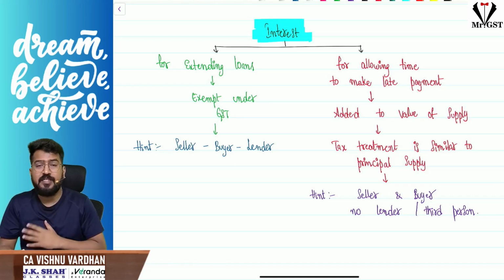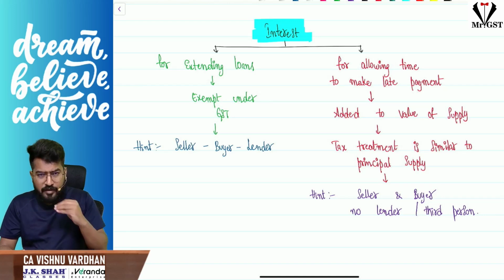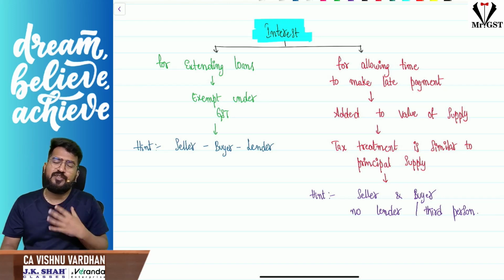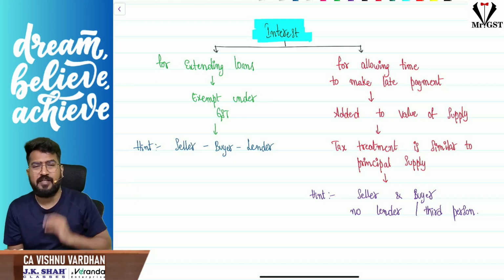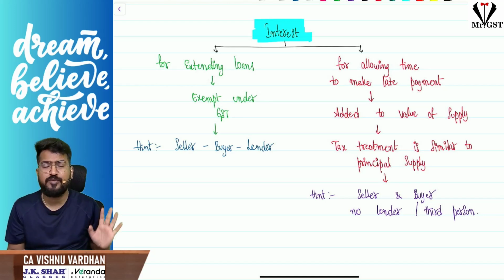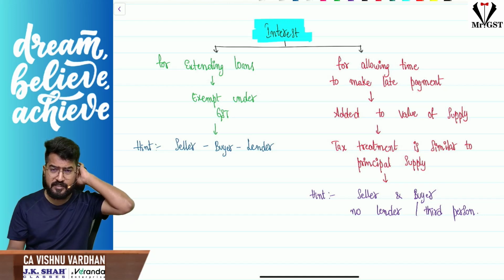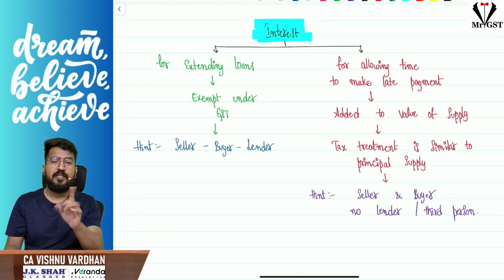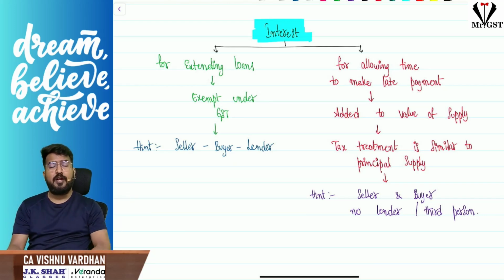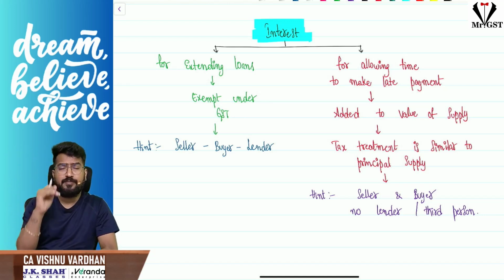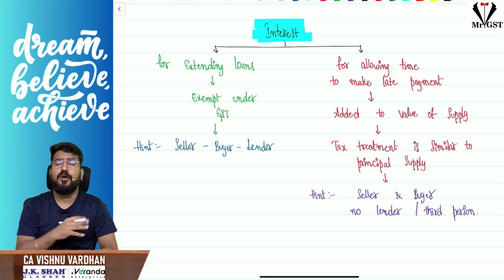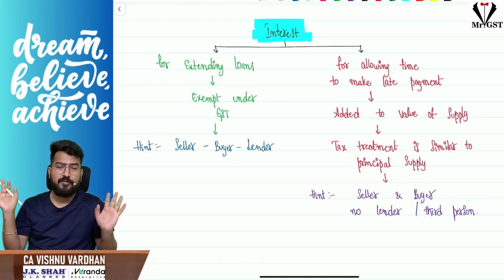Second situation is, sir, I am selling some goods to you. You are saying, Vishnu sir, I don't have money, I'll pay after 30 days. I said, no problem, but pay 1000 rupees interest. So you are paying me 1000 rupees interest. That will be added to the value of supply. And whatever the treatment for the principal supply, the main thing I am selling to you, whatever tax is applicable, the same will be applicable on this interest also.